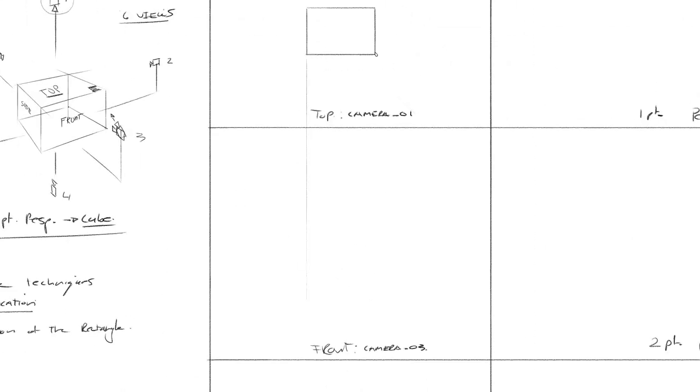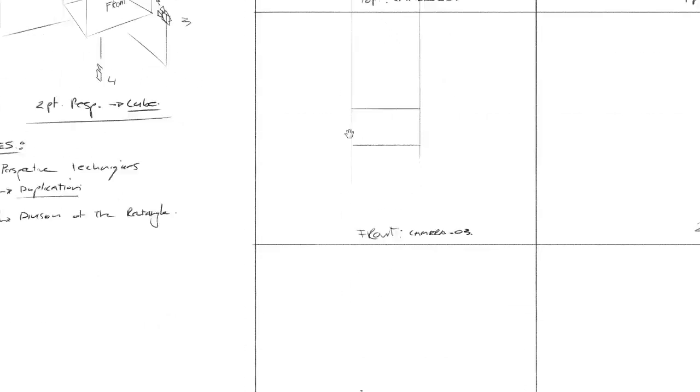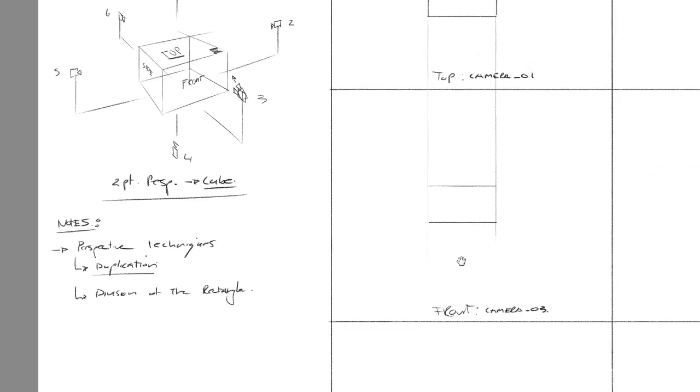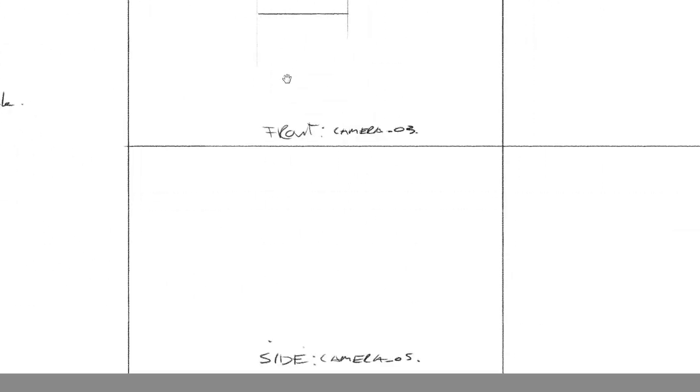So I think the front and the top are going to share the same width. The height will be different, so the height we will see in the side view. So looking through camera 5, which is the side view, we can establish a height.